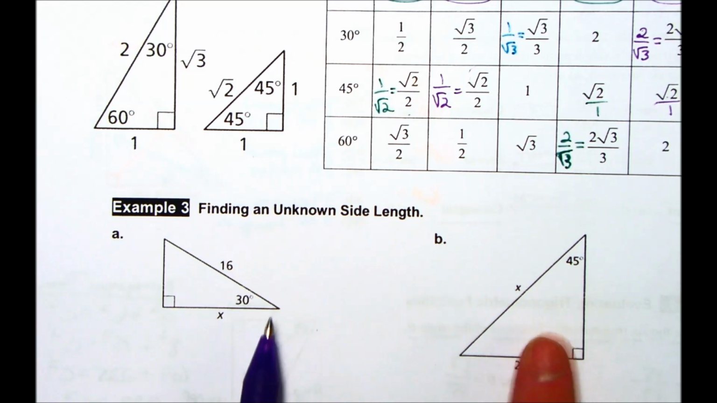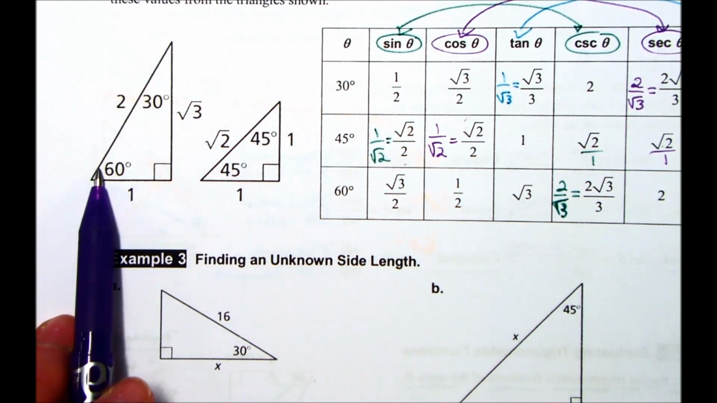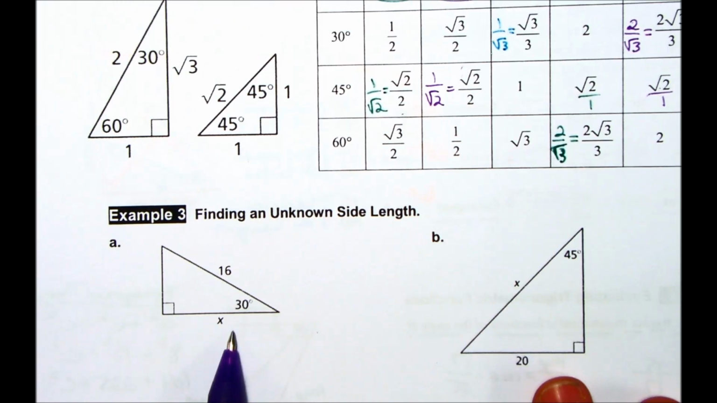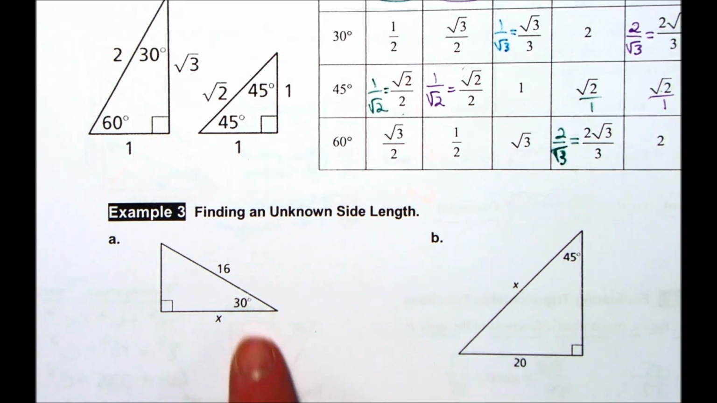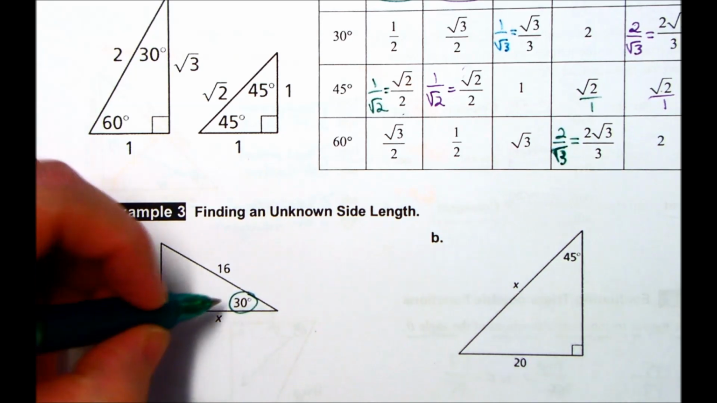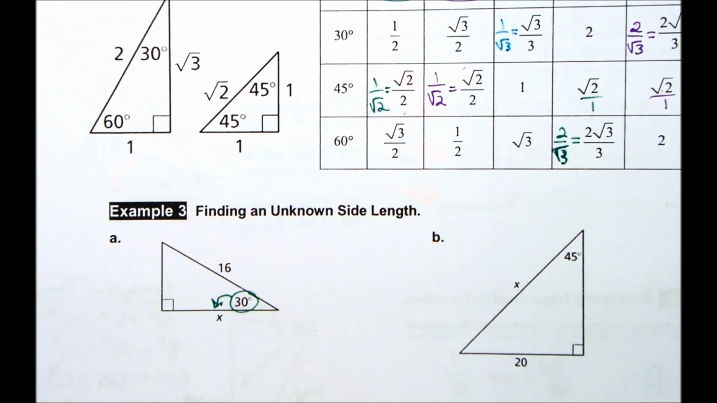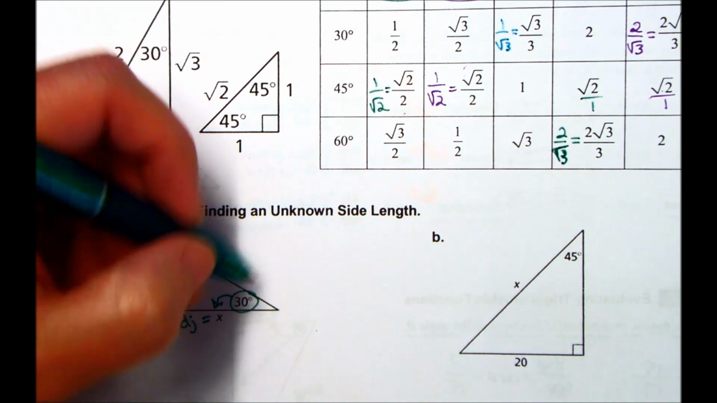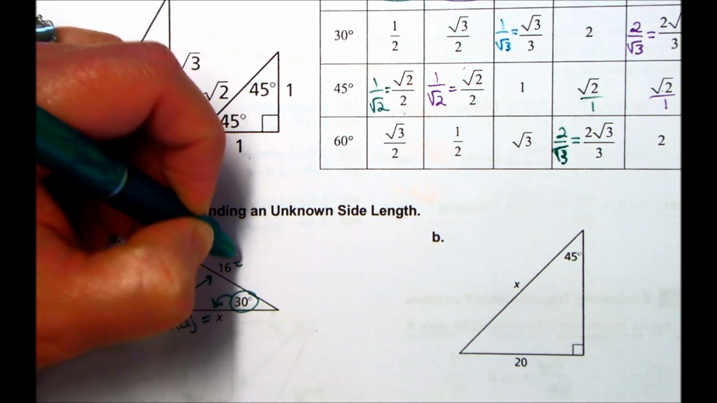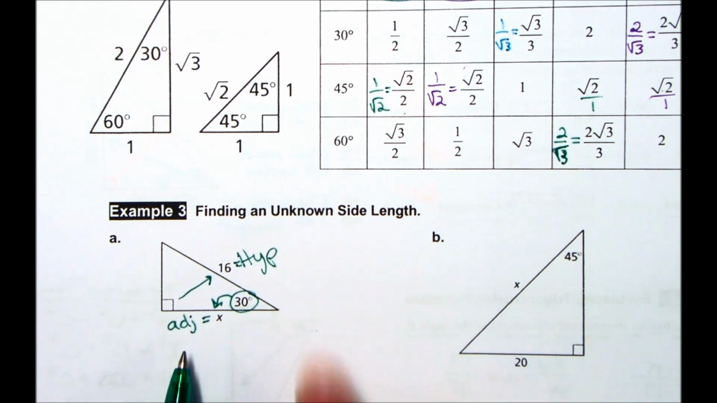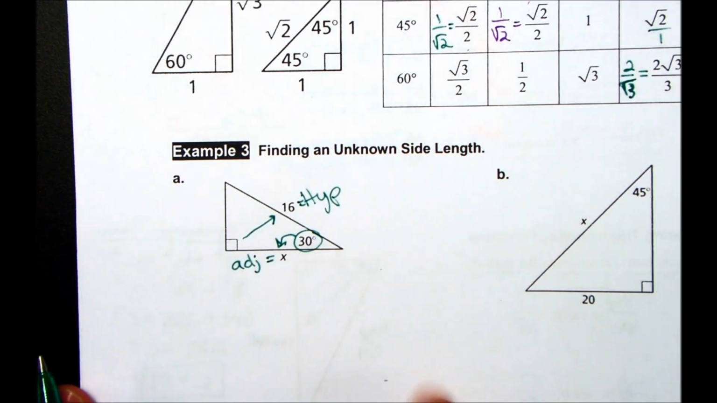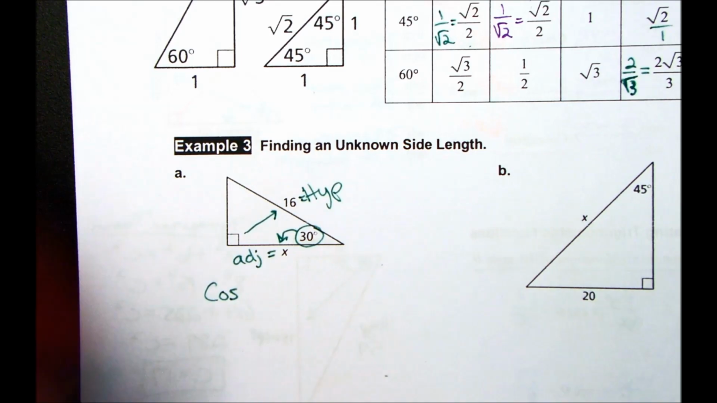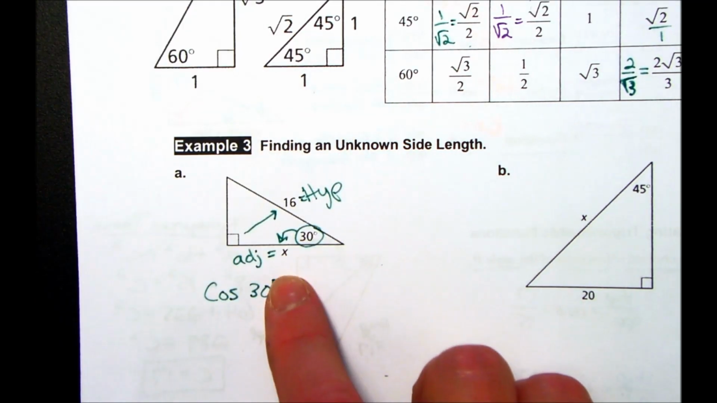So in example 3, the idea is that you use the special triangles to find the missing side. So if you are given a 30-degree angle and you're trying to find the side that is adjacent or next to that 30-degree angle, but you're given the hypotenuse, you have to think about, well, what trig ratio am I going to use if I want to find the adjacent and I'm given the hypotenuse? So the answer to that would be cosine. So the cosine of 30 degrees is equal to the adjacent, or x, over the hypotenuse, 16.